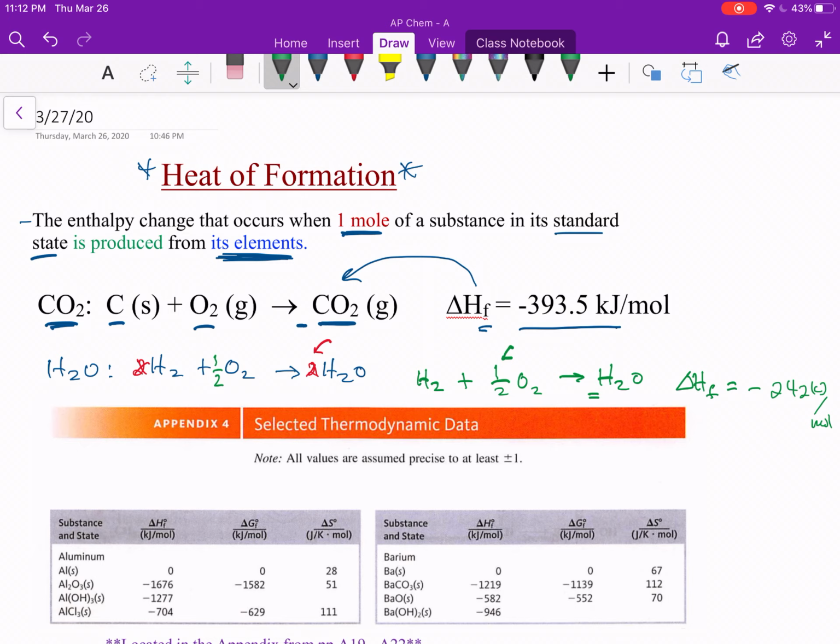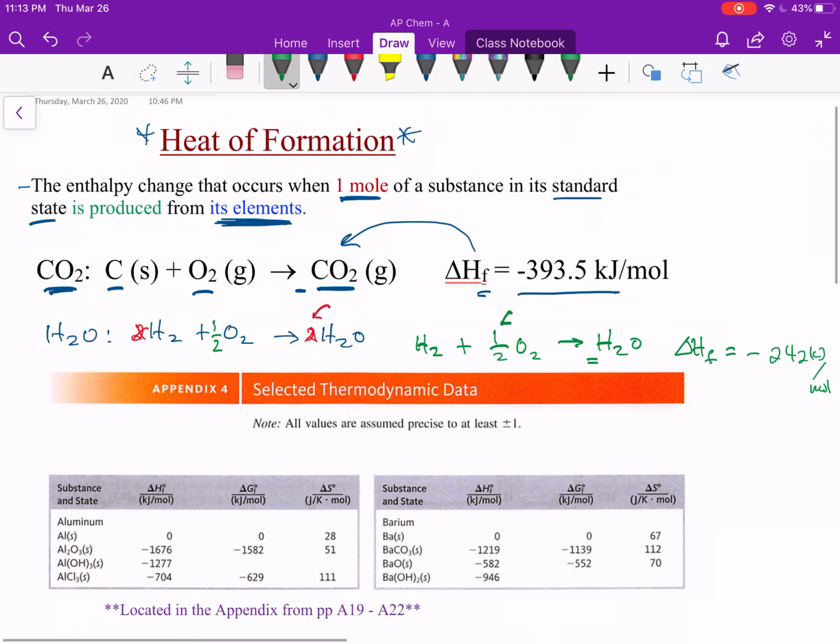Now, like I said before, the great thing about using heats of formation is that a lot of this data has already been gathered for us. And so you guessed it, we can go back into the appendix. This table is big. It actually takes up several pages. It goes from A19 to A22 in the back of the book, and you're going to see this chart in Appendix 4.